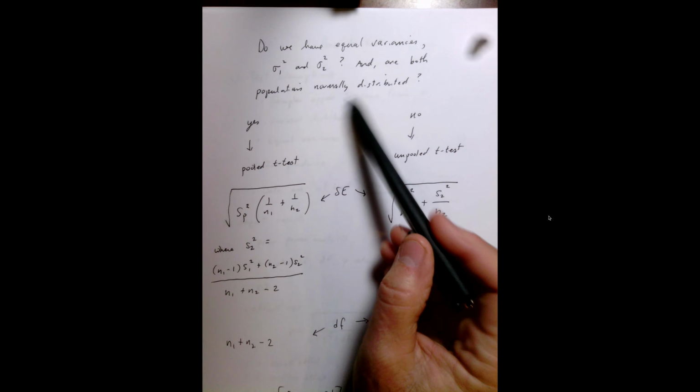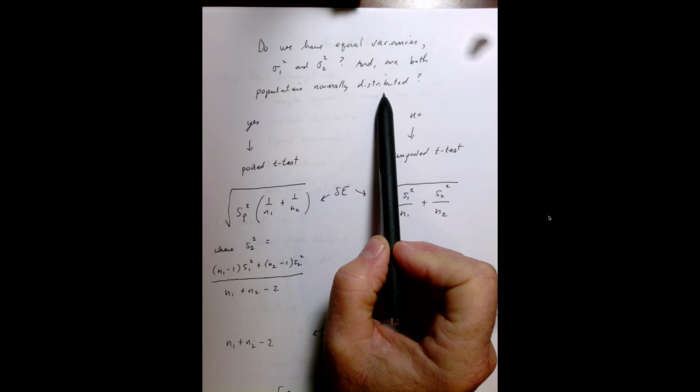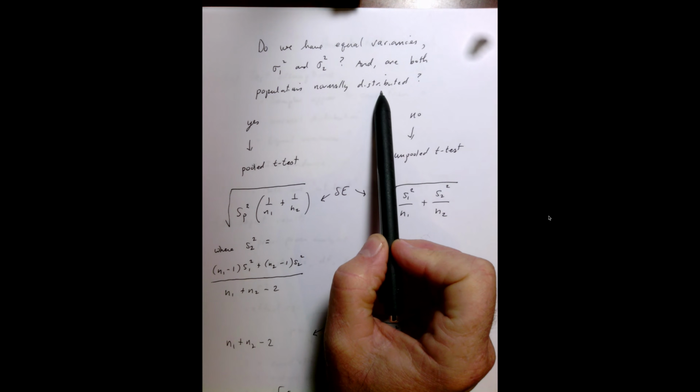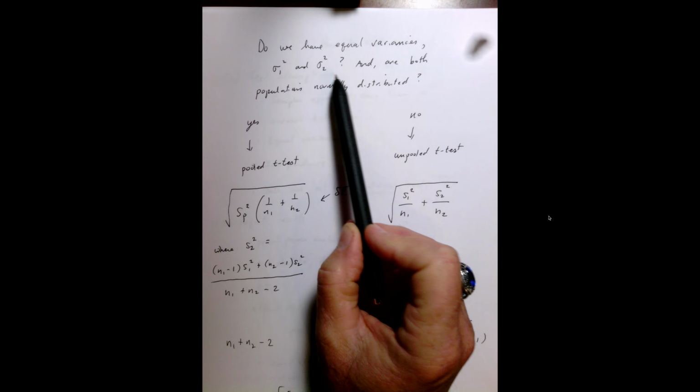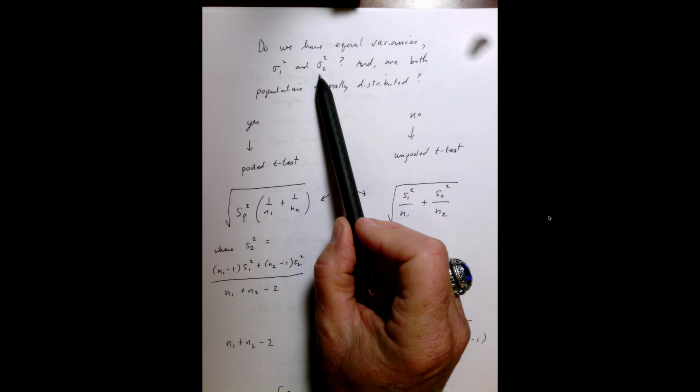So the first thing we have to ask ourselves is, do we have equal variances? In this case, we have two populations, so we'll have two variances, the variance for the first population and the variance for the second population, and are both populations normally distributed? Let's just assume for the moment that this is yes. So we're going to focus on, are the variances equal? Well, if we can say with absolute certainty yes, then we do what's called a pooled t-test, and the standard error looks like this.